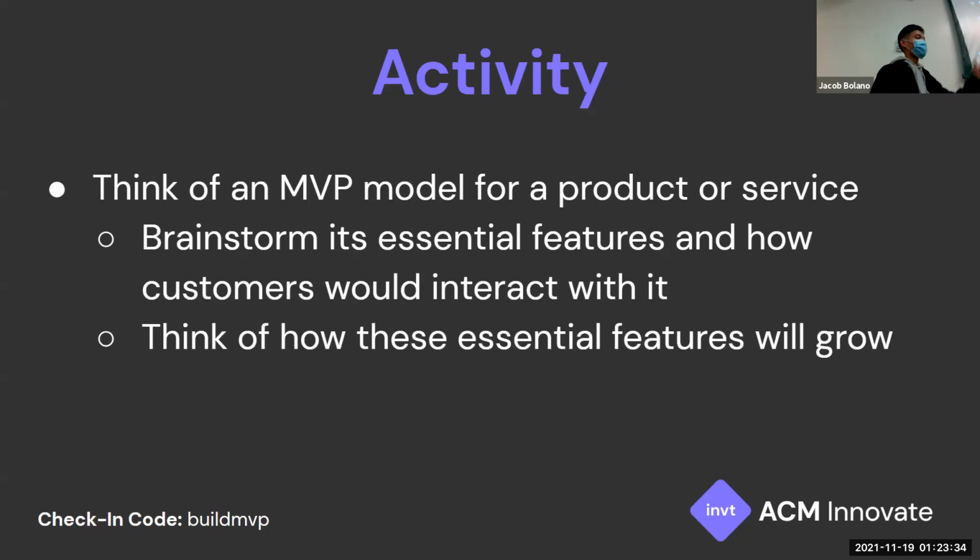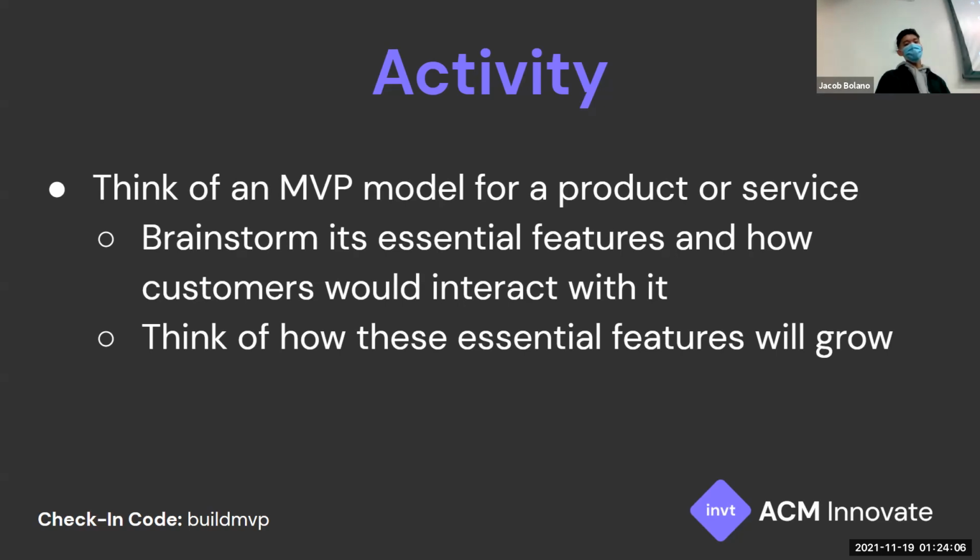On the next slide, I have a list of products or services. But if you have one in mind, or if you want to create your own, feel free to do so. Just brainstorm the essential features that your product or service would need, and how customers would interact with it. For example, Twitch's essential features were video streaming and ways for customers to interact with that video stream, so they thought of adding a live chat feature.